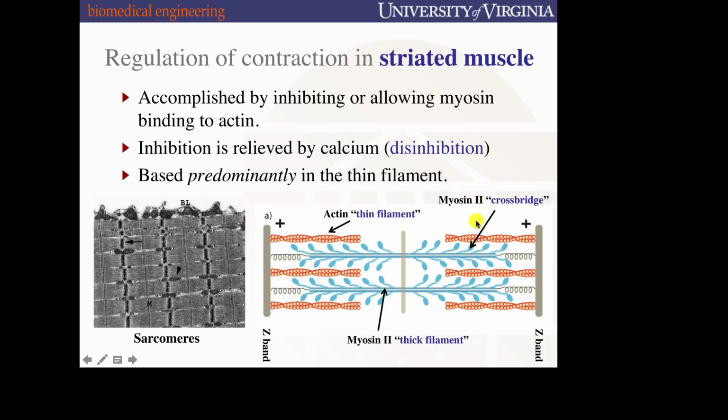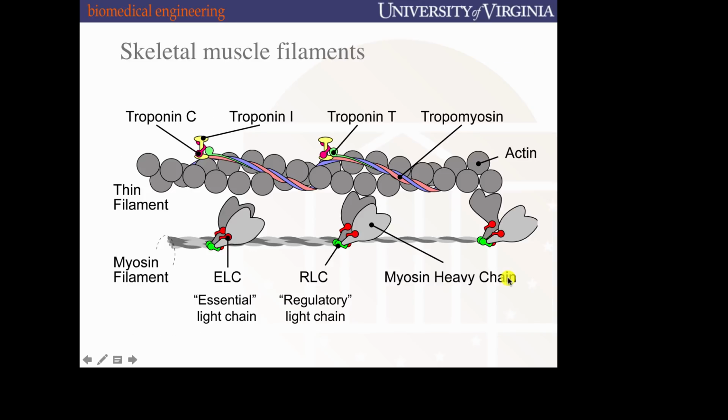The final piece of vocabulary that I want to focus on is this thing called a crossbridge. And the crossbridge is just as it sounds. It's the region with which the thick filaments and thin filaments cross, right? So it's this region here. Okay, great. All right, so let's talk a little bit about regulation.